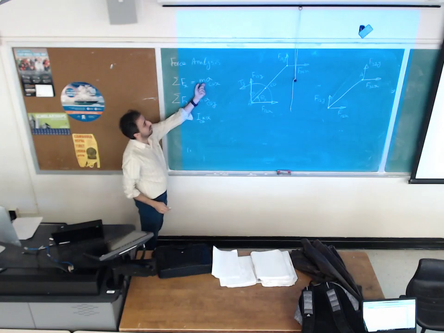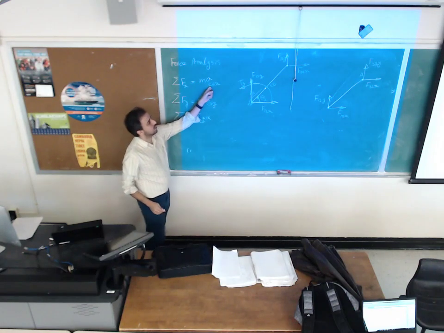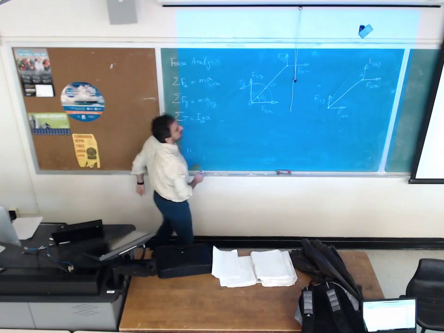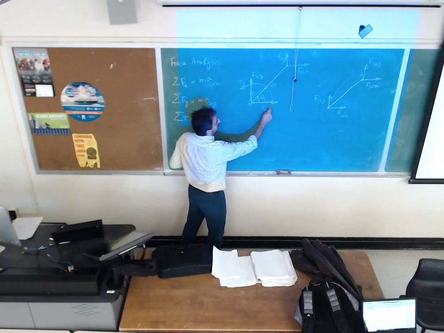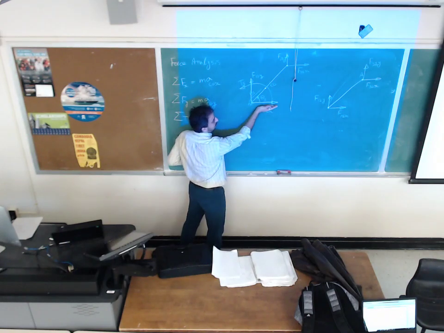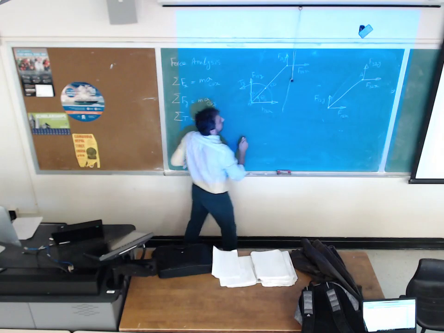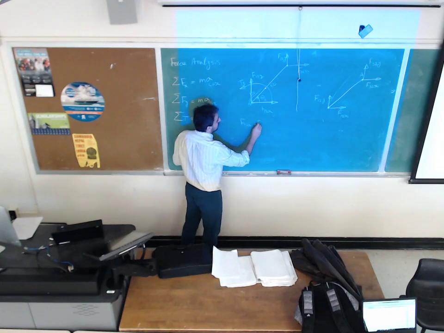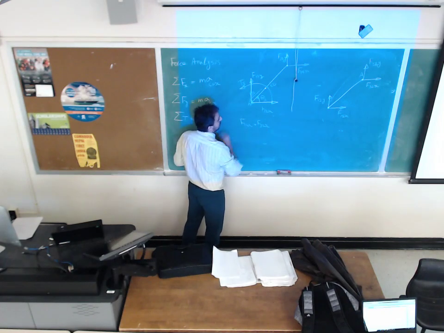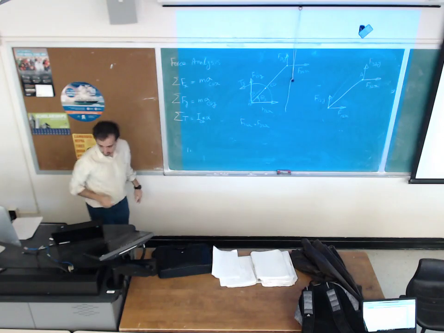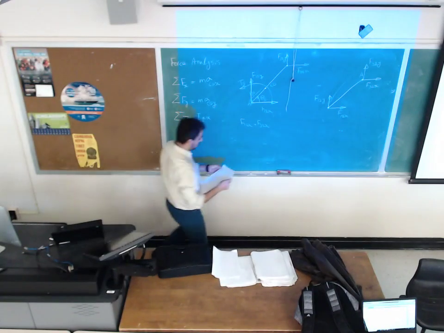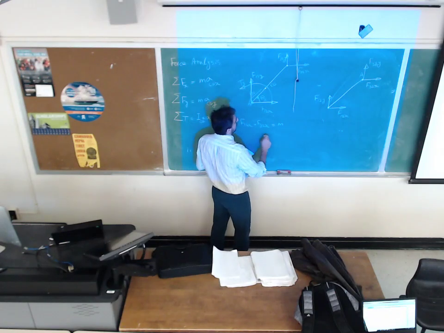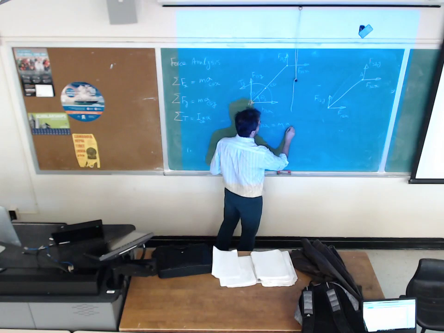I start from the left side. F12x is one force applied in X direction. F32x is going to be another force applied in X direction. It's going to be equal to mass of link 2 times acceleration of center of gravity for link 2 in X direction.